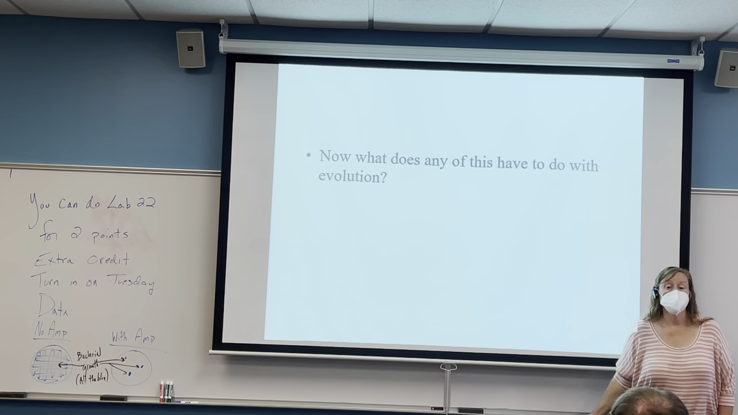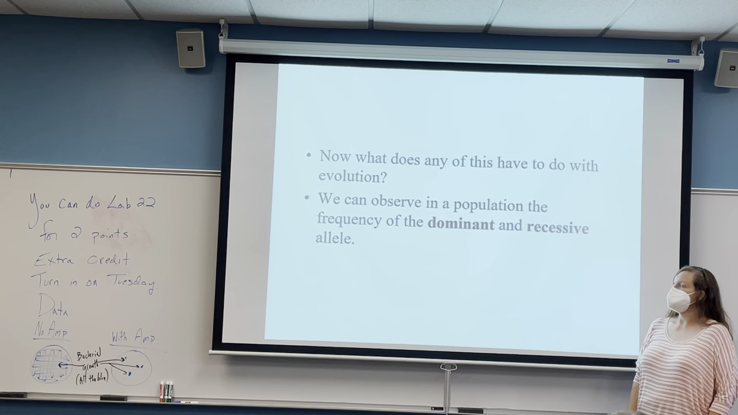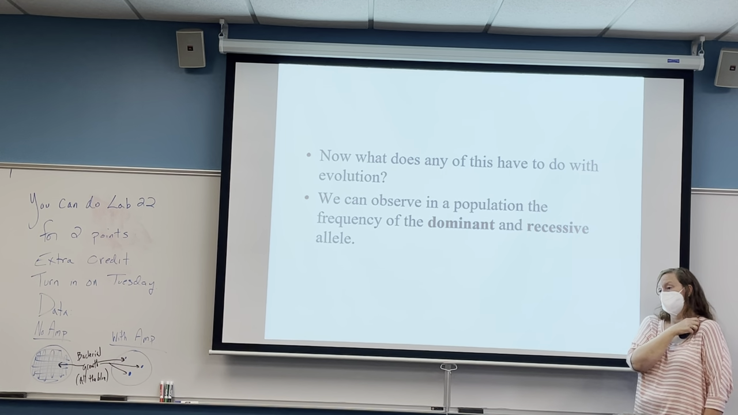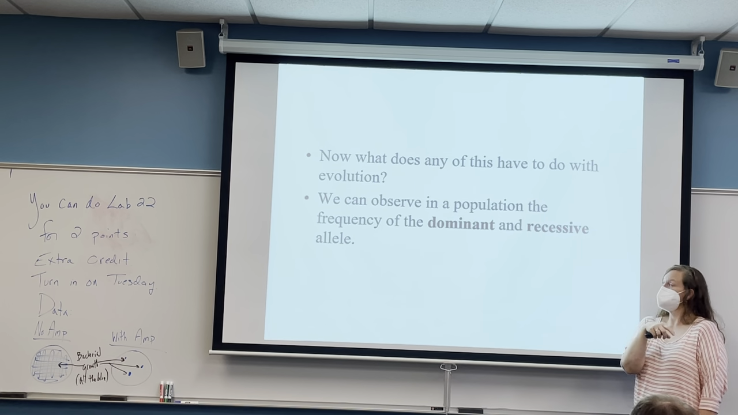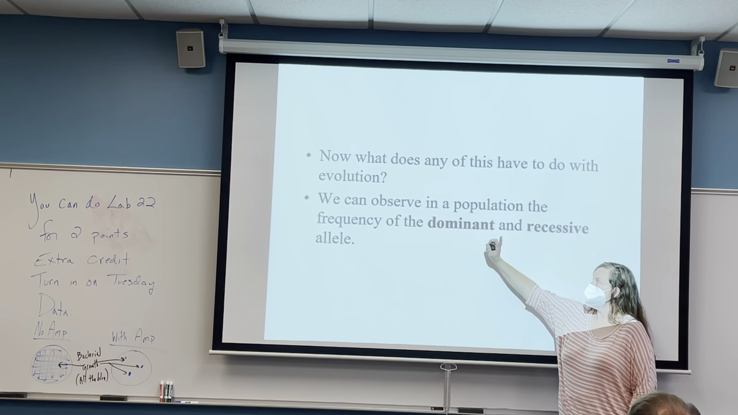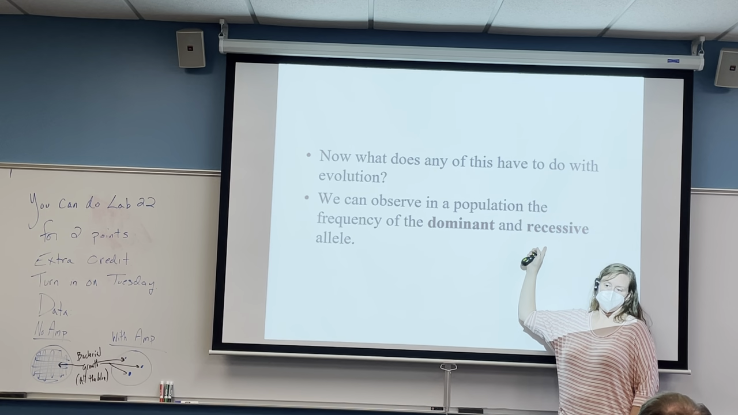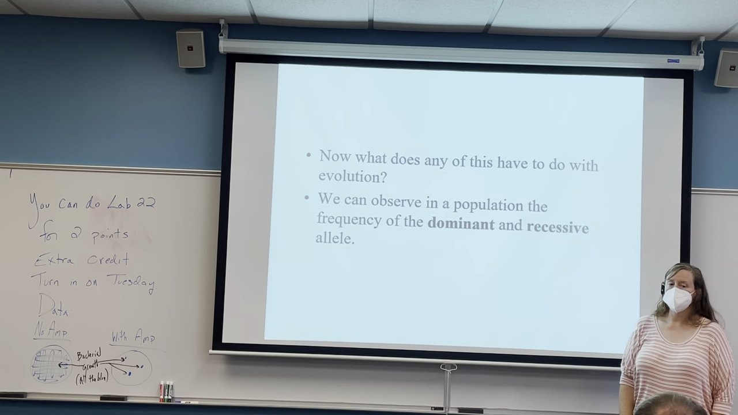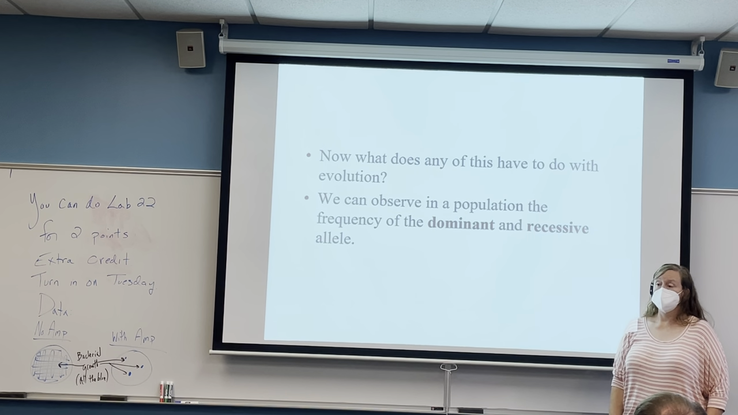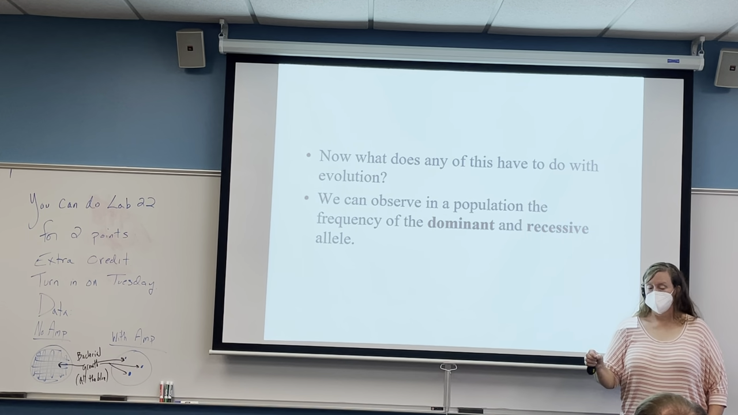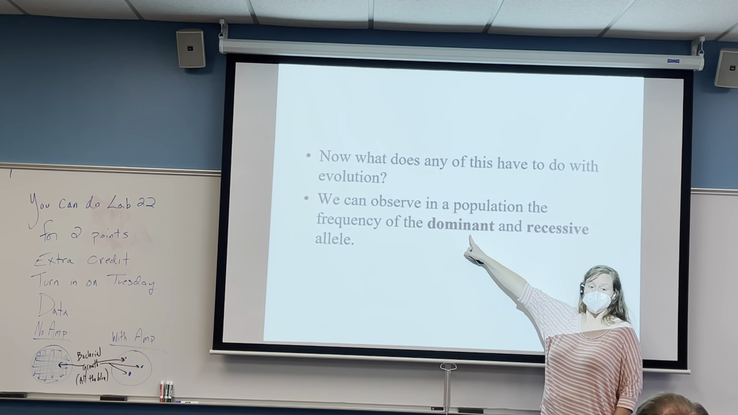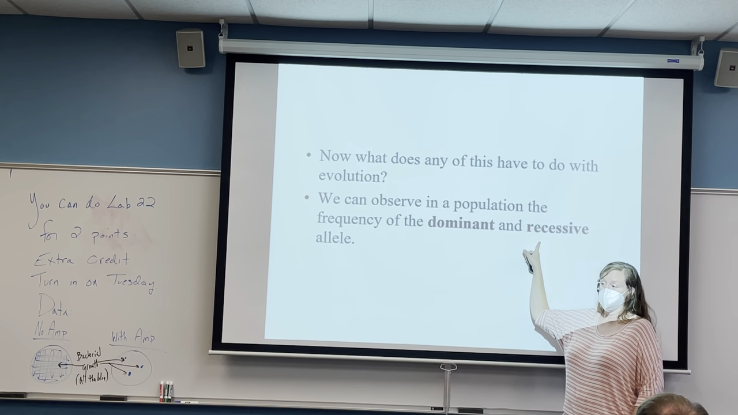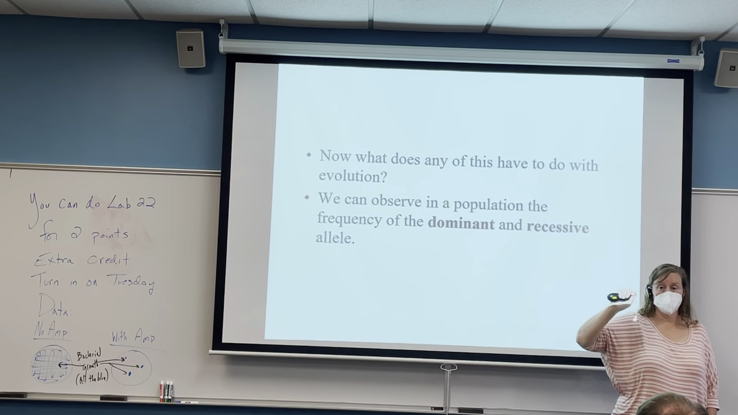All right, so what does that have to do with evolution? Why are we studying chromosomes and genes? Well, we're going to take a look at the idea of complete dominance inheritance. With complete dominance inheritance, you have alleles that are dominant and alleles that are recessive. It's a very simple form of inheritance. What we can do is, right now in our population, document what percentage of the population have the dominant allele and the recessive allele. We can do that today and take that data down.